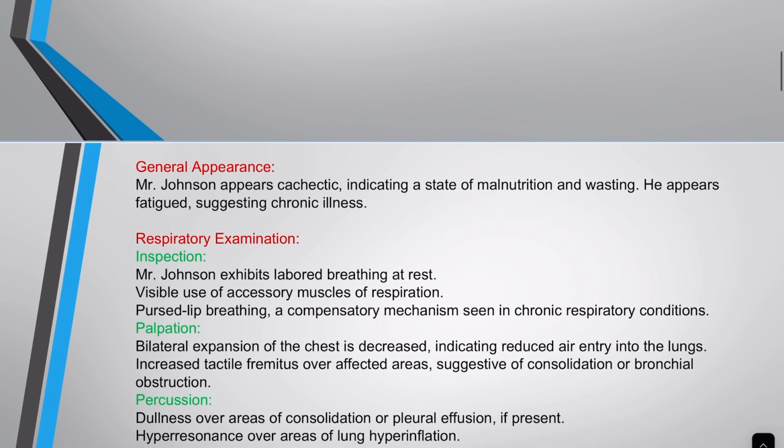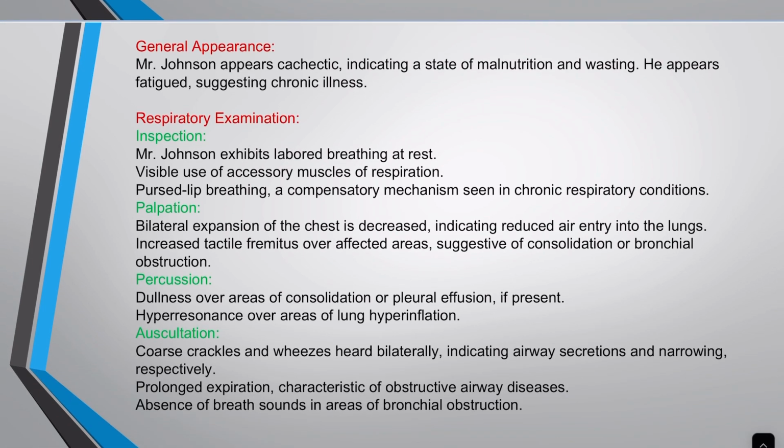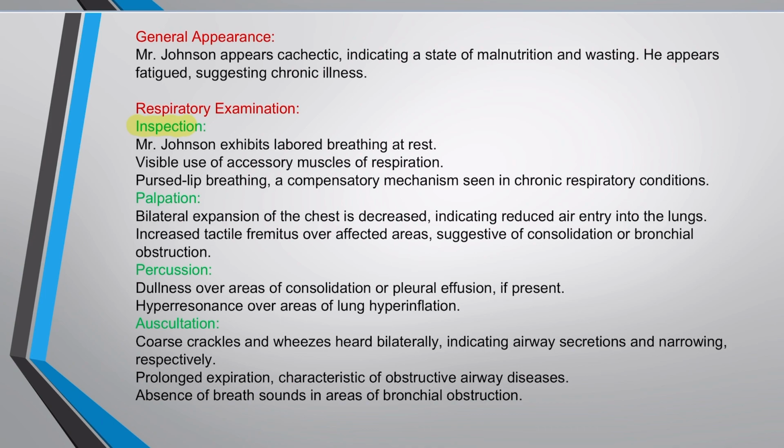So moving on, after you've done the history taking, you're going to take the consent and proceed with the examination of the patient. In the general appearance, Mr. Johnson appears cachectic, indicating some state of malnutrition and wasting, and appears fatigued, which obviously suggests a chronic illness. Respiratory examination, we're going to do the inspection. Mr. Johnson exhibits labored breathing at rest. There is visible use of accessory muscles of respiration, pursed lip breathing, which is seen in chronic respiratory conditions. So on inspection, you should look for all these signs to get an idea about the diagnosis.